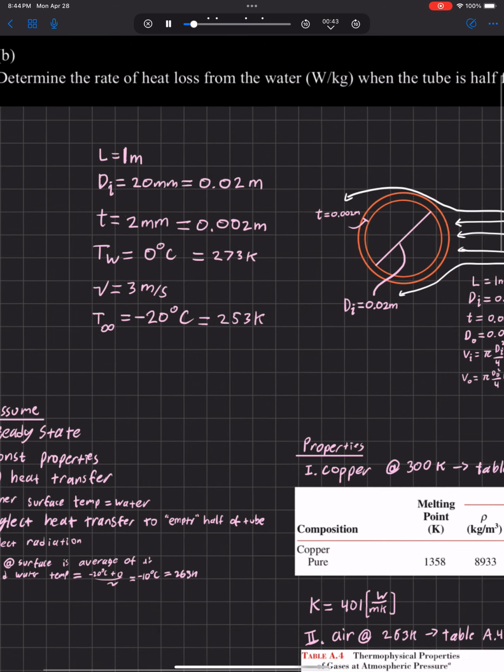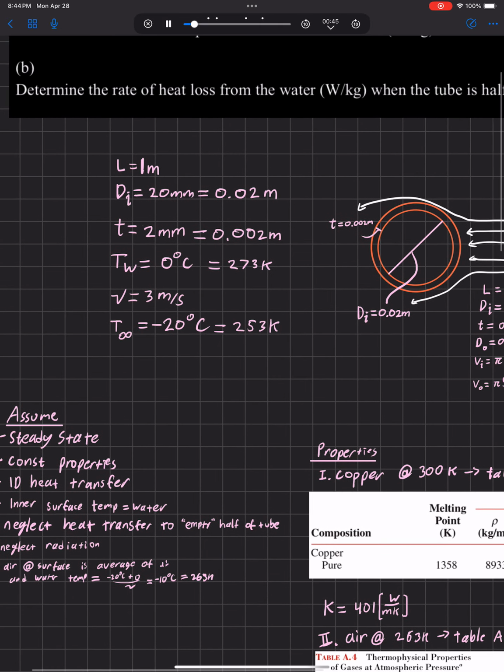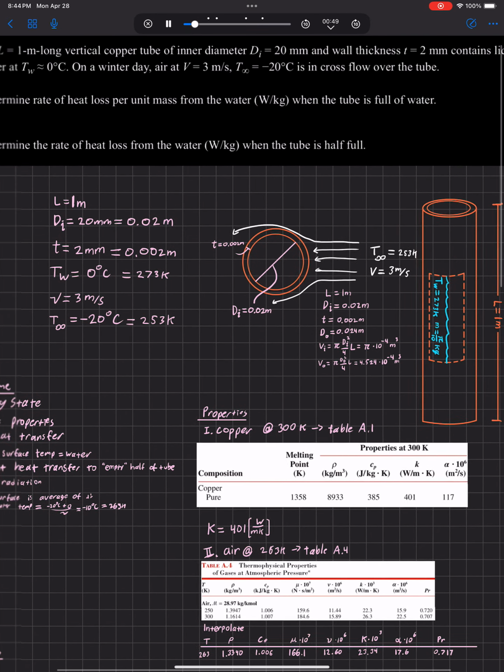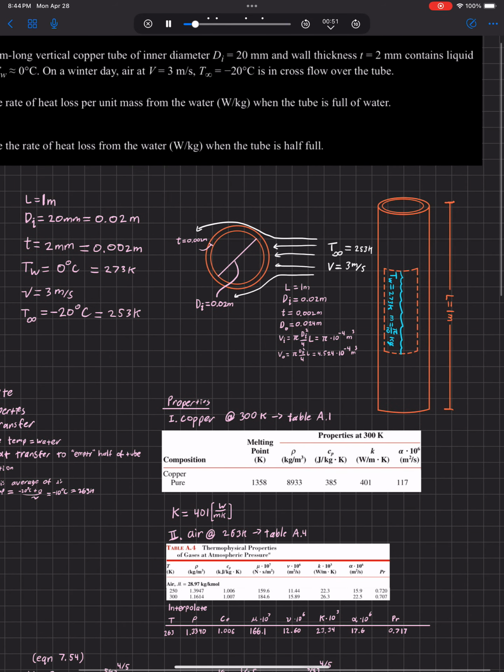So we have L equals 1 meter. The internal diameter, I converted to meters just for sake of calculation later, so I don't have to convert units, and you get 0.02 meters. Thickness 0.002 meters. And temperature of water is 273 Kelvin. The velocity of the air is 3 meters per second, and the T infinity is 253 Kelvin.